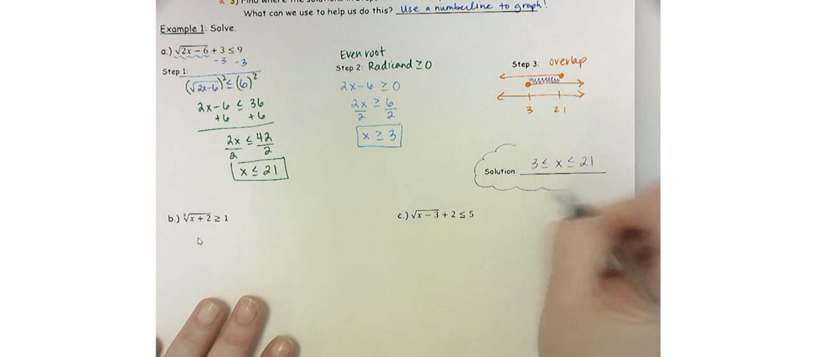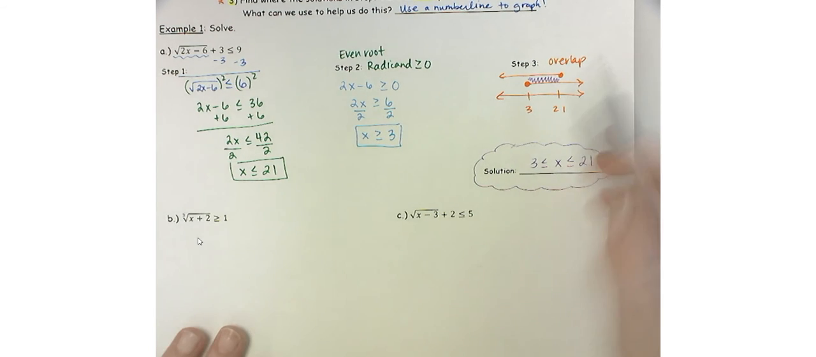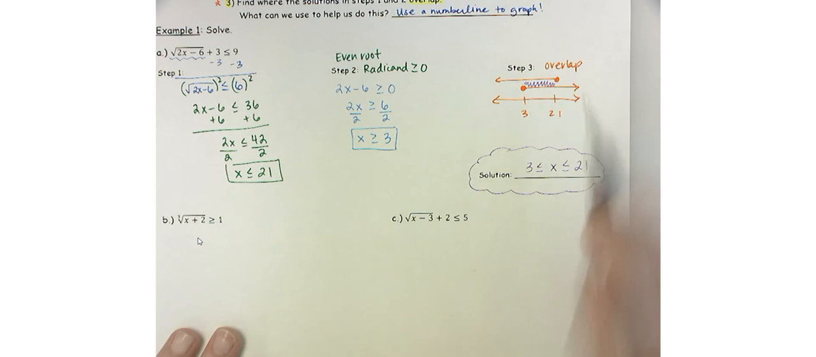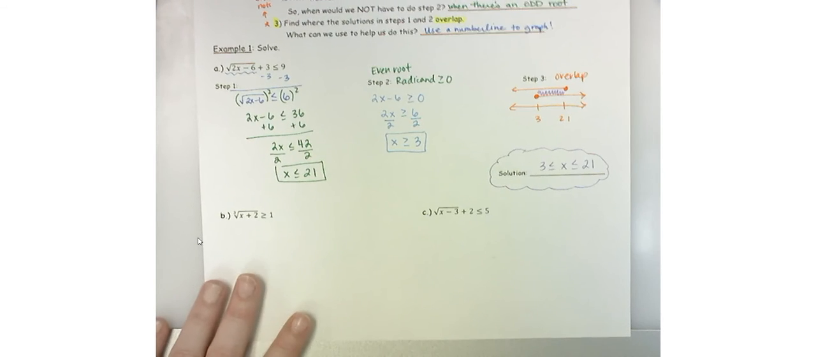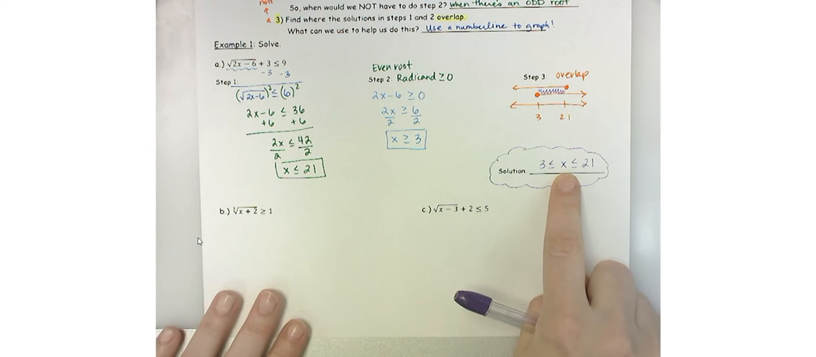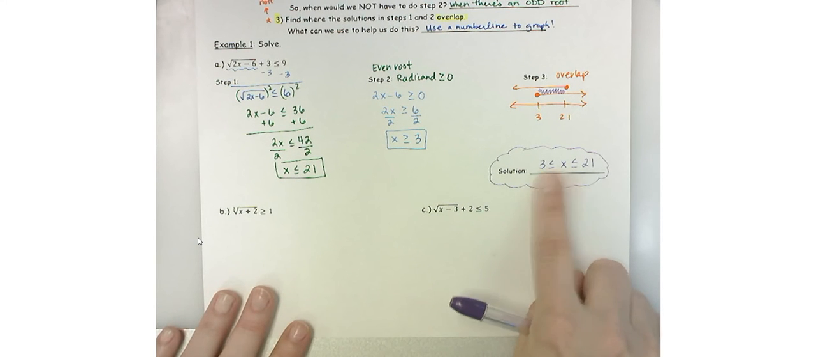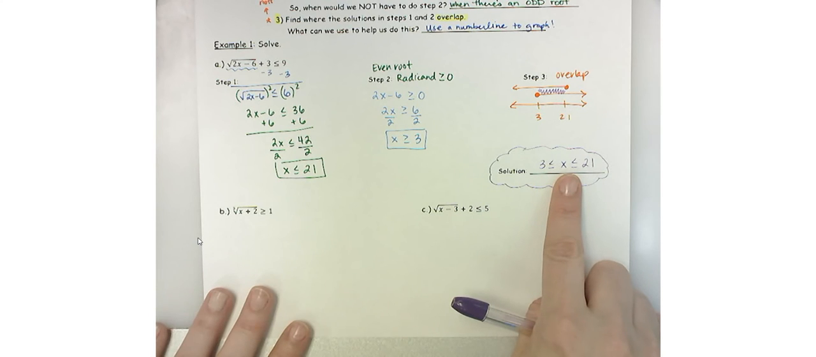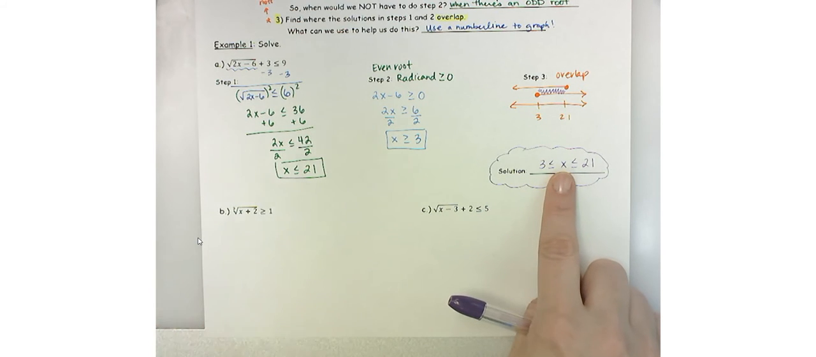And then I want you to think about what this solution means. This is saying x is between 3 and 21. So how could I check to see if this is right? I could plug in those numbers, or any numbers in between 3 and 21. But where am I plugging that in? And what am I looking for?